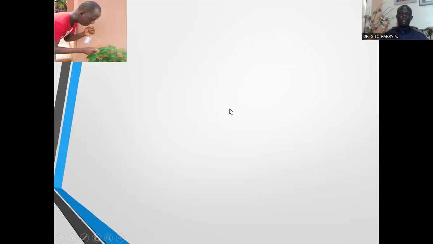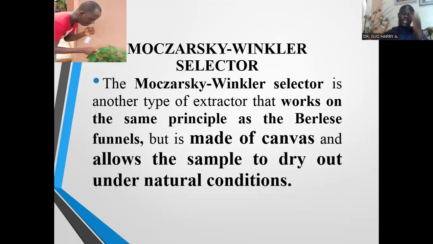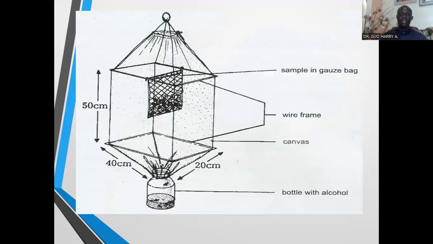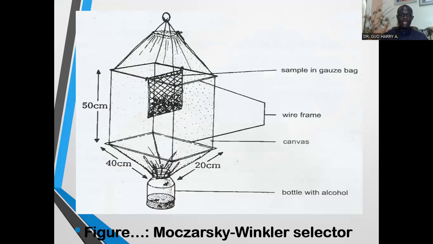Then we want to look at the next type of extractor, which is the Moczarski-Winkler extractor. The Moczarski-Winkler extractor is another type of extractor that works on the same principle as the Berlese funnels, but is made of canvas and allows the sample to dry out under natural conditions. It is designed for use in the field where there is no electricity.